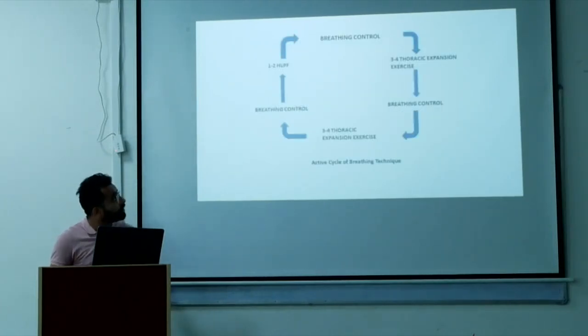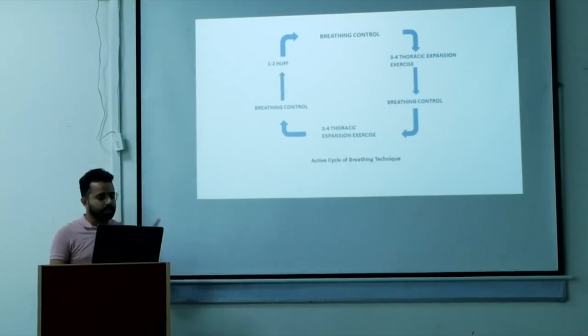This is the flow chart. First we start with the breathing control, then 3 to 4 thoracic expansion exercises, then again breathing control, then again 3 to 4 thoracic expansion exercises, then breathing control, and then 1 to 2 huffs. This completes one cycle.